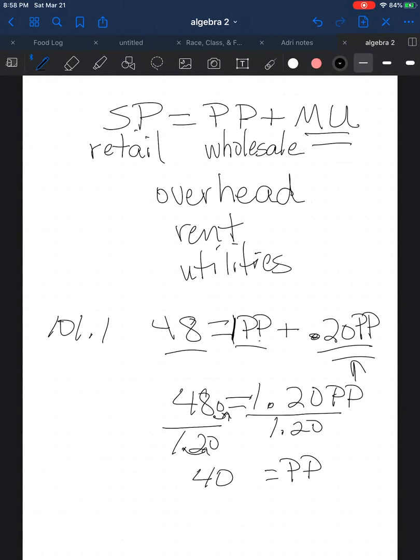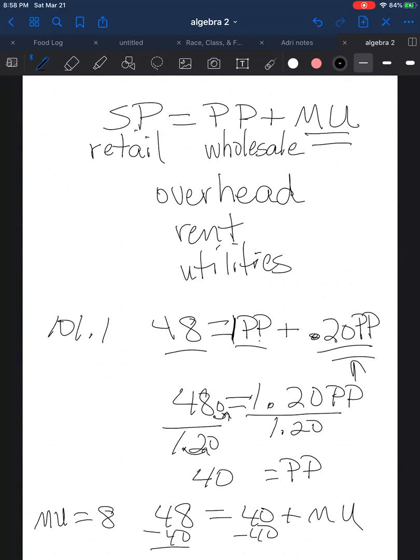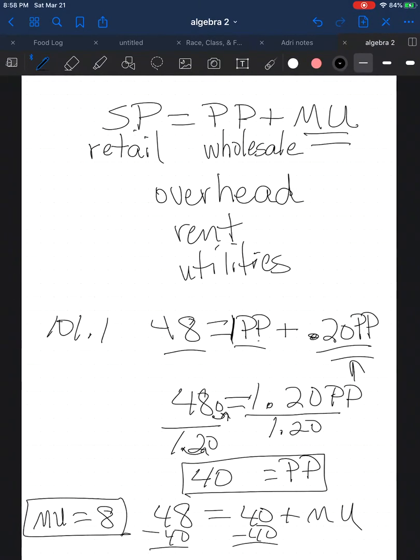Now, what if they asked me to find the markup? Well, if the selling price is 48 and the purchase price is 40, then subtract 40 from both sides, and the markup must have been $8. Now, sometimes they ask for that and sometimes they don't. This one did say what was the markup. So the purchase price is 40 and the markup is 8. All right, let's move on to the next one.